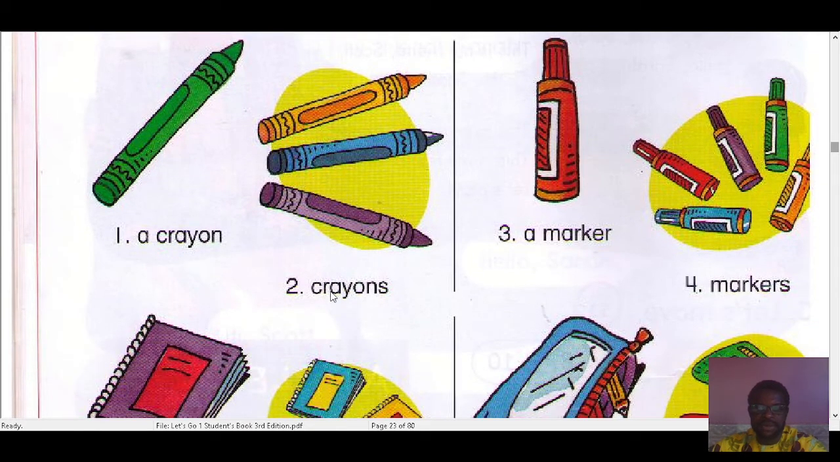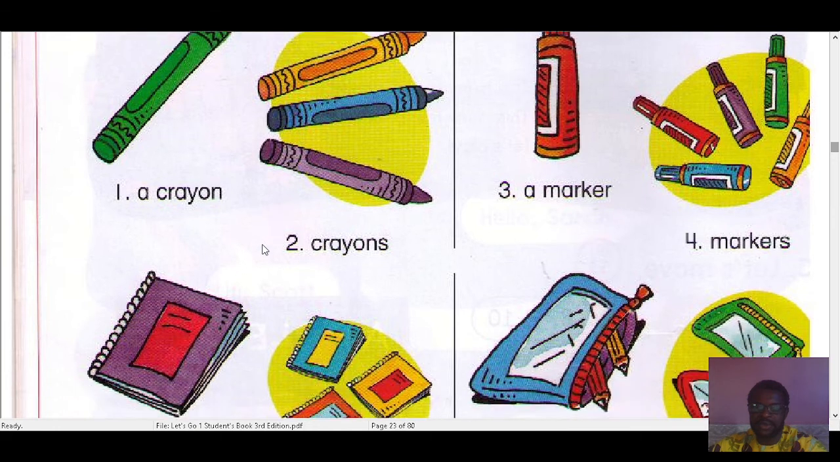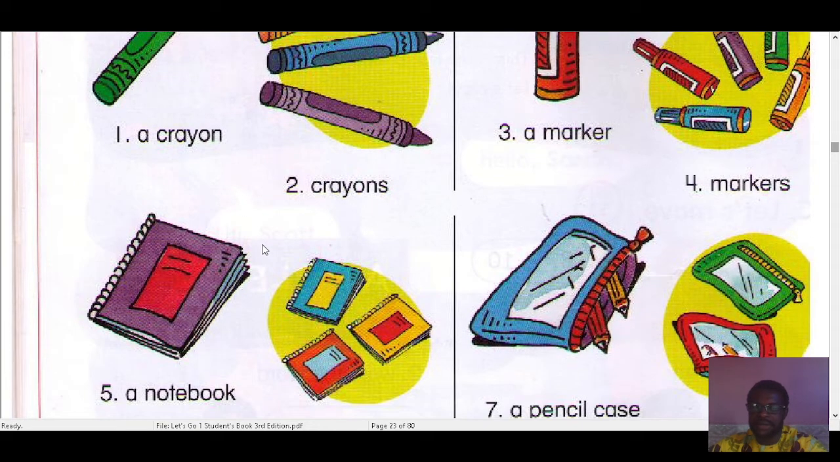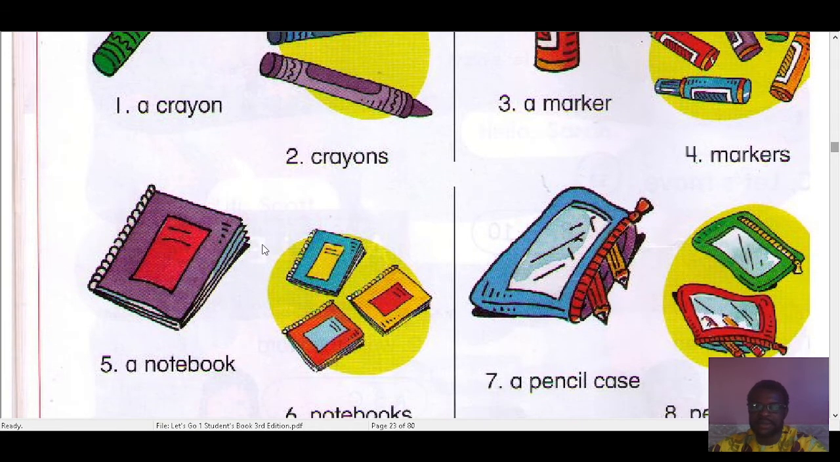When there are many, we say what? Crayons. See here we've got S, but here there is no S because it is only one. That is why we're using A. The same way we say an egg or an insect to say that something is just one. A notebook, a pencil case.